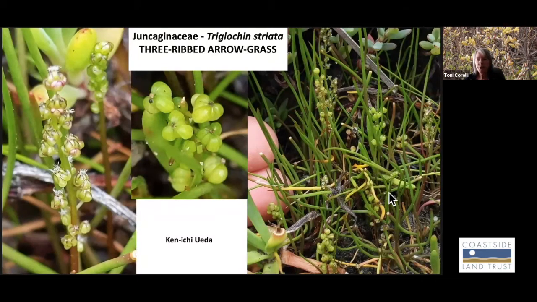This is a population of 3-ribbed arrowgrass, recently discovered at Bean Hollow by Kenichi Awada. Hope I pronounced his name correctly. It had never been observed or vouchered, no herbarium specimen for San Mateo County before. This observation was made this year in iNaturalist, a social network of naturalists, citizen scientists, and biologists mapping and sharing observations of biodiversity across the globe.